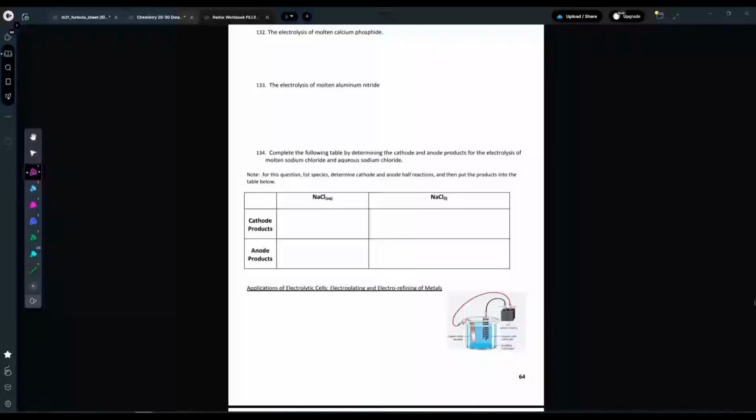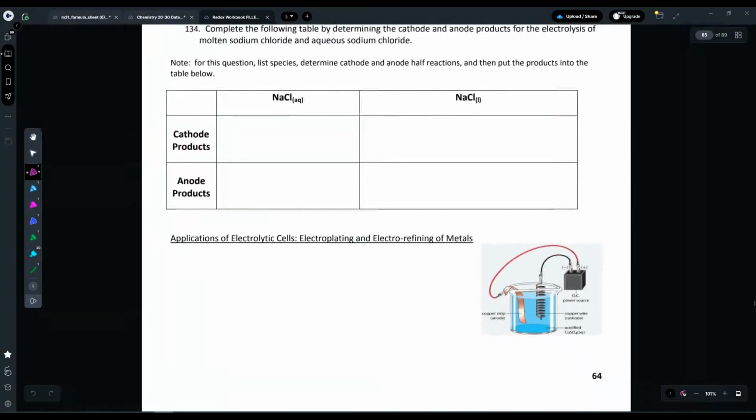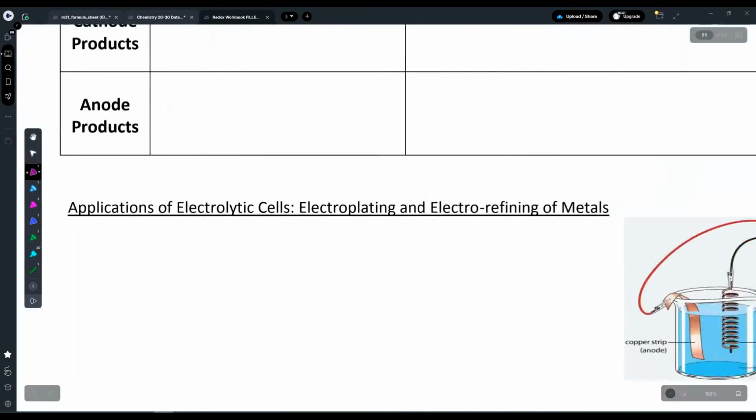In this video, we're going to learn about the applications of electrolytic cells, as well as how to do cell stoichiometry questions. So there's a variety of different uses for electrolytic cells. One of them being electrorefining, which is where you take an impure metal, you put it at the anode, and then you use electrolysis to purify it.